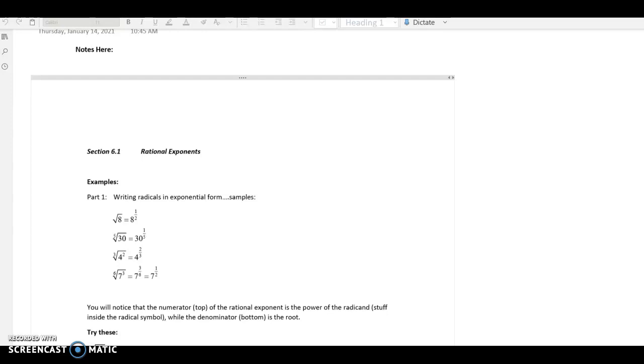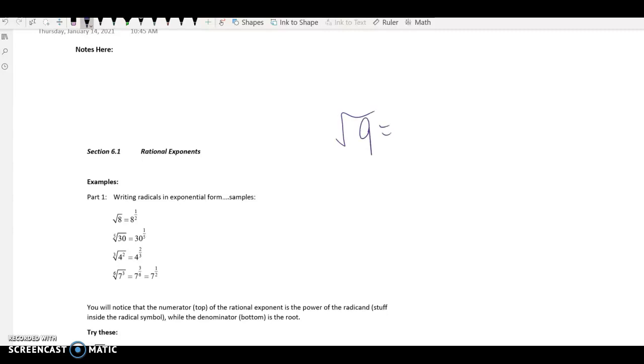So a couple examples. Part 1 is writing radicals in exponential form. If I were to give you the square root of 9, that would be plus or minus 3, right? Because 3 times 3 is 9. Technically, when I say the square root, there's an invisible 2 here and a 1 after the 9. So you'll see here that the square root of 8 can actually be written as 8 to the 1/2 power.